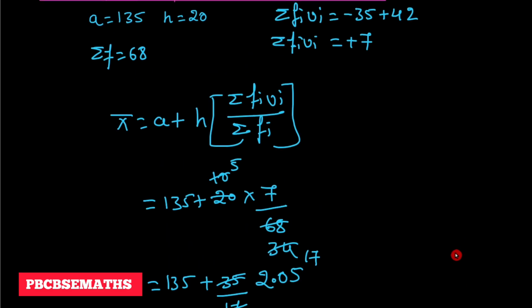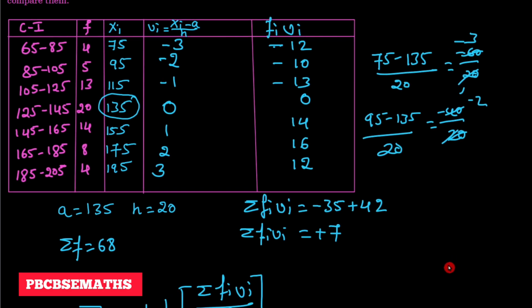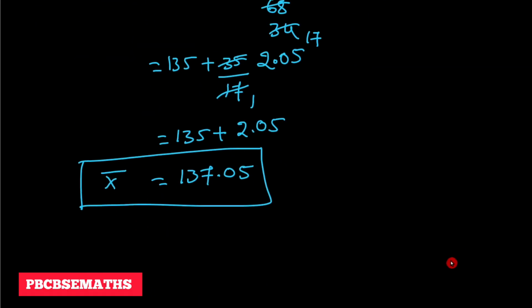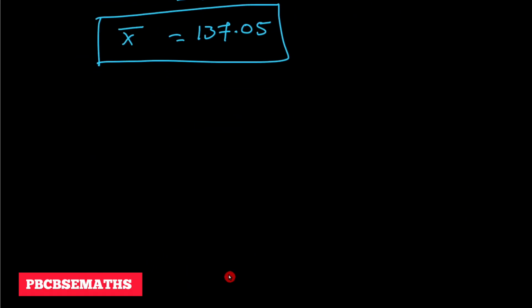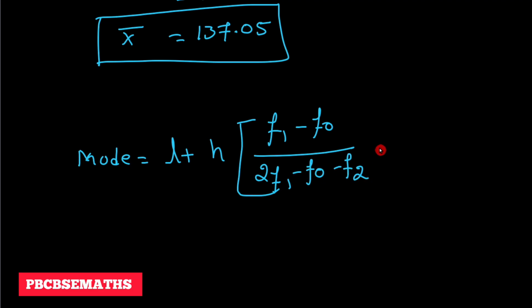Similarly, let's calculate the mode for this given data. To calculate the mode, let's write the formula. Mode is equal to L plus h times, first we will write f1 minus f0, divided by twice of f1 minus f0 minus f2.